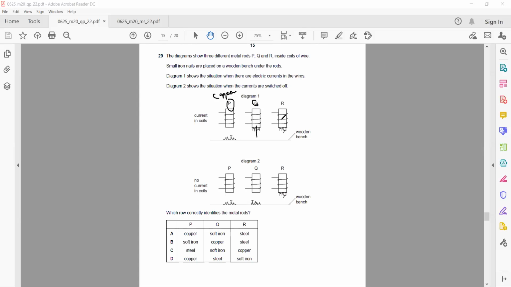For R, when you're passing a current, it is behaving like a magnet. That's why it is attracting the iron nails. So Q and R are the magnetic materials. Then what about the nature of the magnetic material? As you switch off, this material is demagnetized. So which material is a temporary magnet, iron or soft iron? We can say it's a temporary magnet, whereas steel is a permanent magnet. So the correct answer is option A.